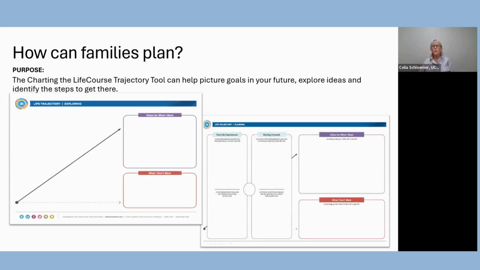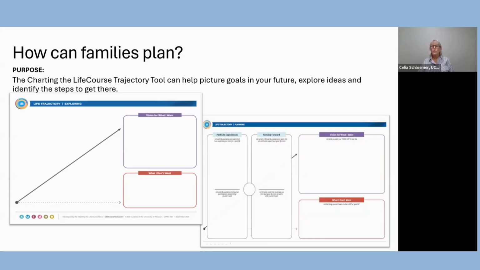The trajectory tools are simple ways to think about your future. There's 2 versions. The one on the left is the exploring trajectory, and it's often used when you're just beginning to think about something. The one on the right is the planning trajectory, and we use this often when you're ready to identify specific steps on your journey. Either of these trajectories has the power to help you picture goals and dreams, identify what you want to avoid, and make everyday choices that move you forward.